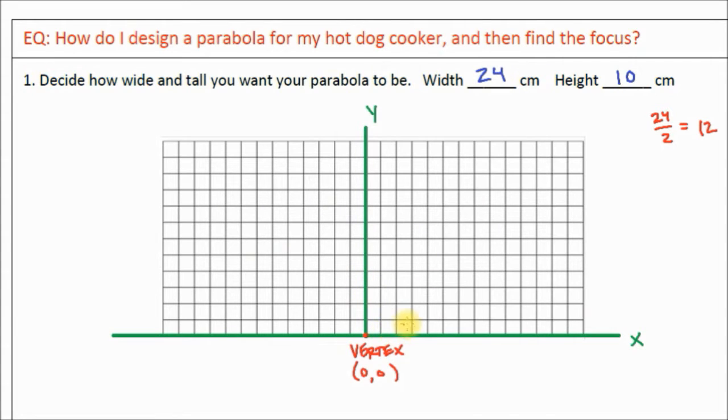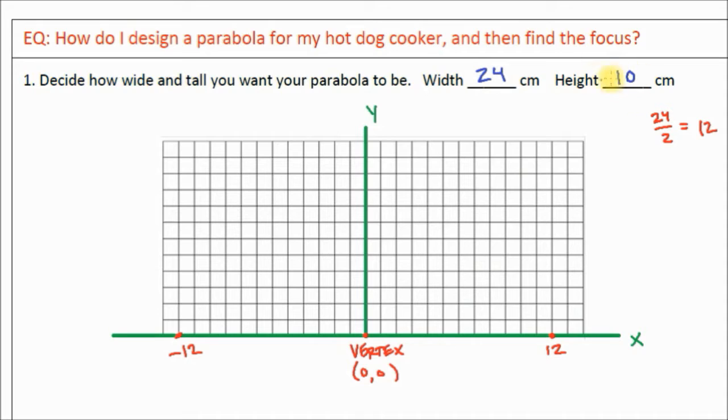So let's count. 1, 2, 3, 4, 5, 6, 7, 8, 9, 10, 11, 12. So at this point, 12, that's going to be the far right edge of our parabola. And counting 12 to the left, at negative 12, that's going to be our far left edge.